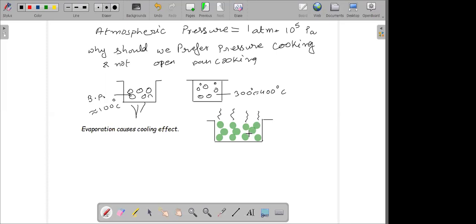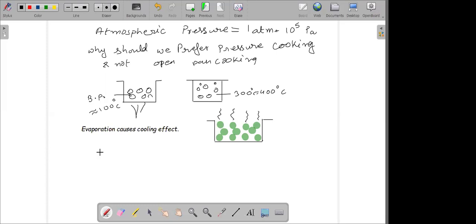The particles which are left out, their temperature will decrease, and hence the temperature of the substance will fall. Are you getting it? Got it, sir. Understood. So the overall energy of the system is decreasing as the particles are evaporating. The overall energy is decreasing, and therefore there will be a fall of temperature.